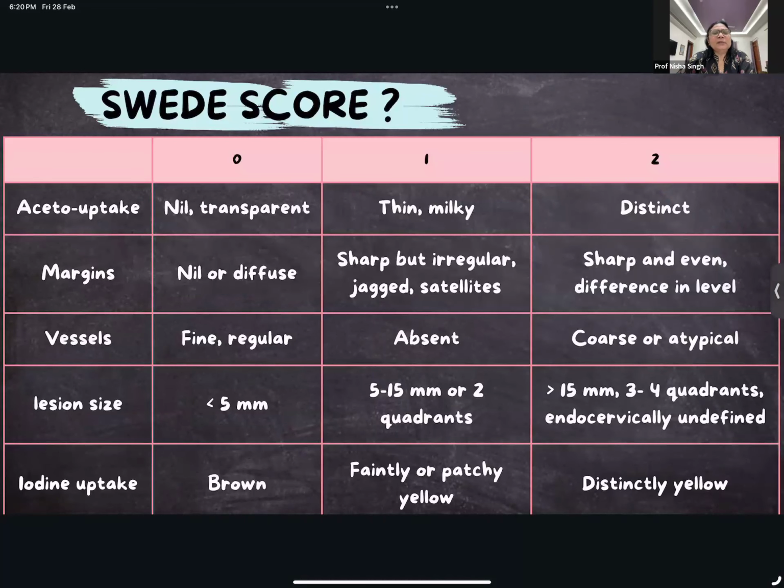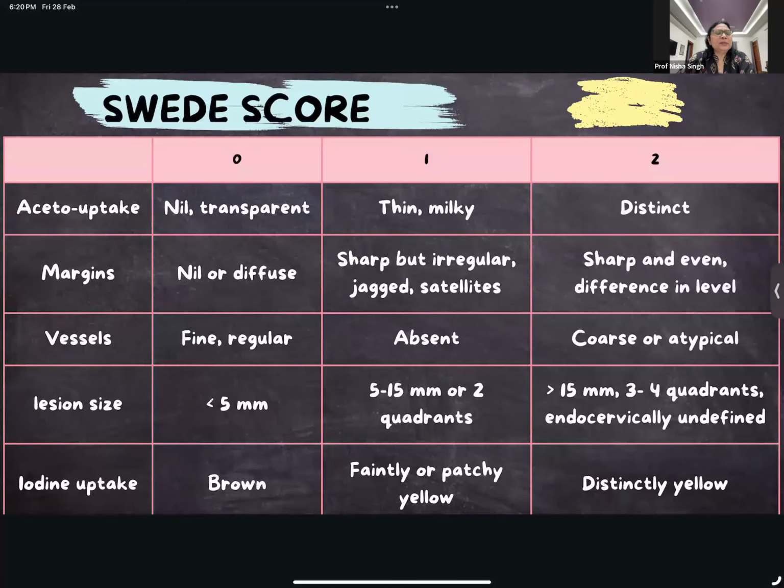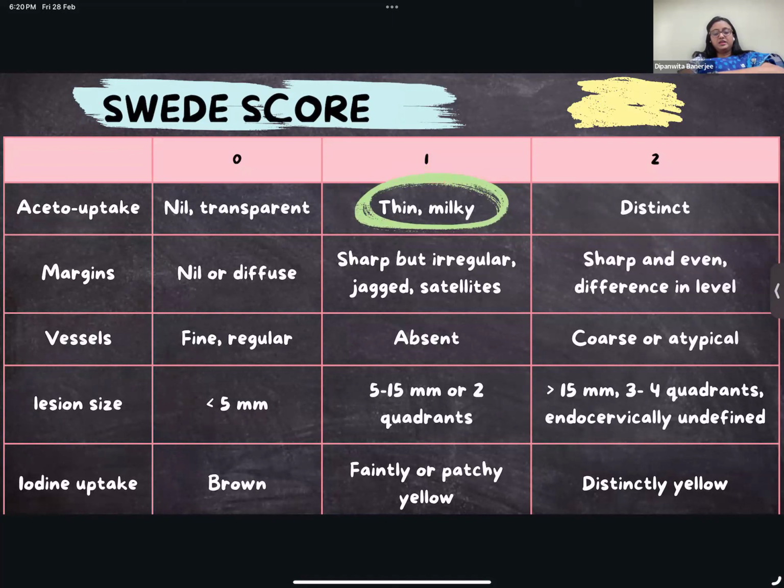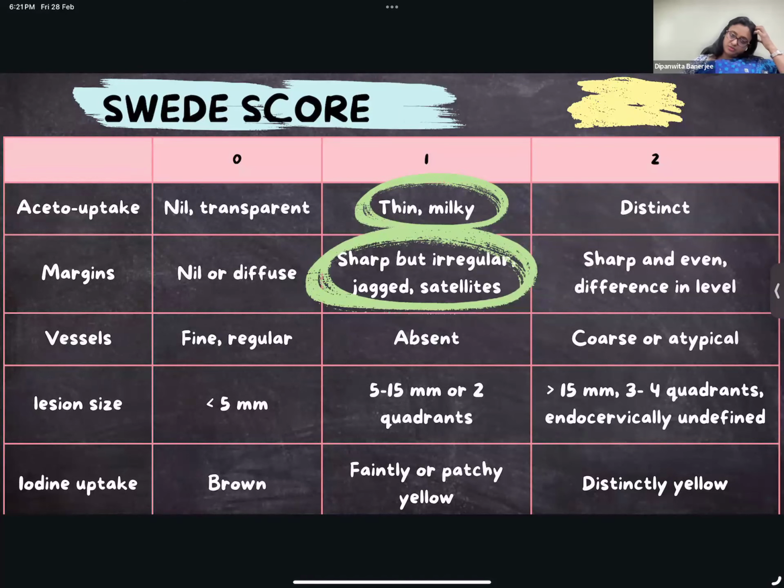So let's have the description of the SWEDE score first. What are the things we see, and then you can score for this patient. For the SWEDE score, we see the acetowhite uptake, whether it is thin, distinct, or none; in this case it is thin. Then the margins, whether there is no lesion. All the 0 parameters are mostly for the normal finding, except for the vessels. And the margins here are definitely sharp but irregular and jagged.